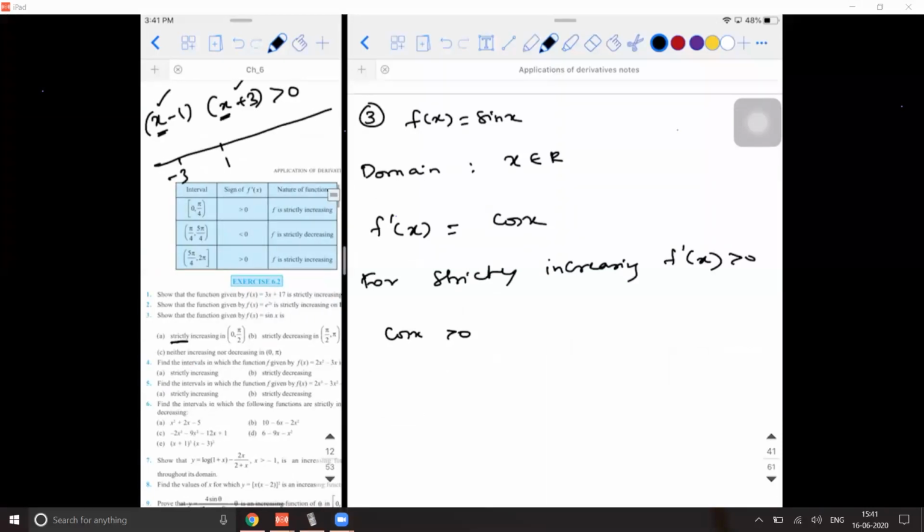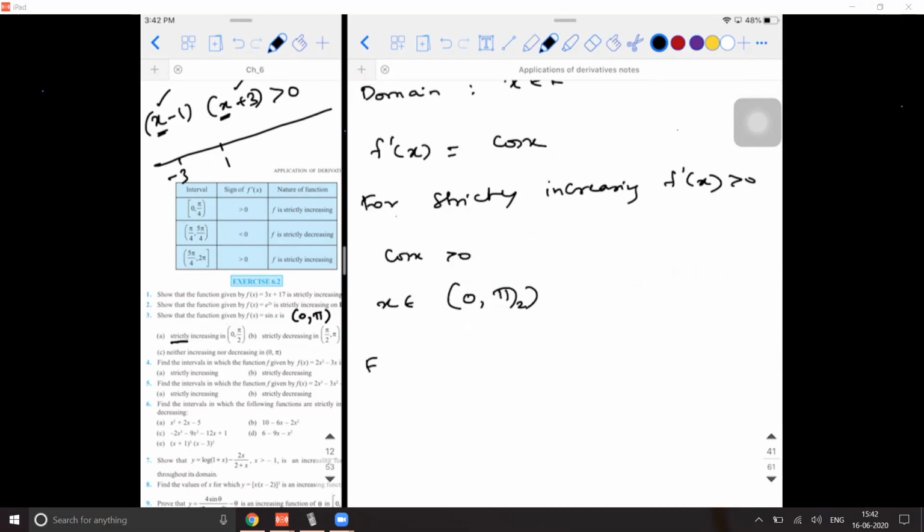Actually, if you see this question, one point that is missing is they didn't mention the domain across which they are asking us to verify. So they are restricting the domain to 0 to pi. So actually this question should have been: show that the function given by f of x is equal to sin x in the interval 0 to pi is increasing in this value, is decreasing in this value. Right, cos x is greater than 0 means x belongs to 0 to pi by 2.